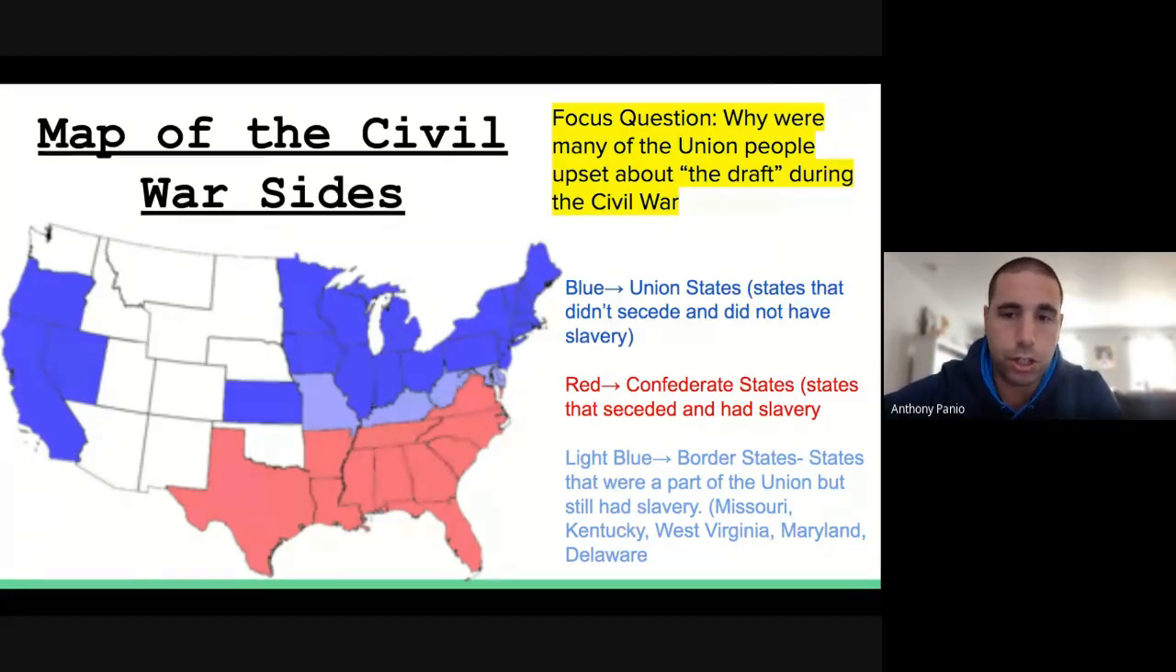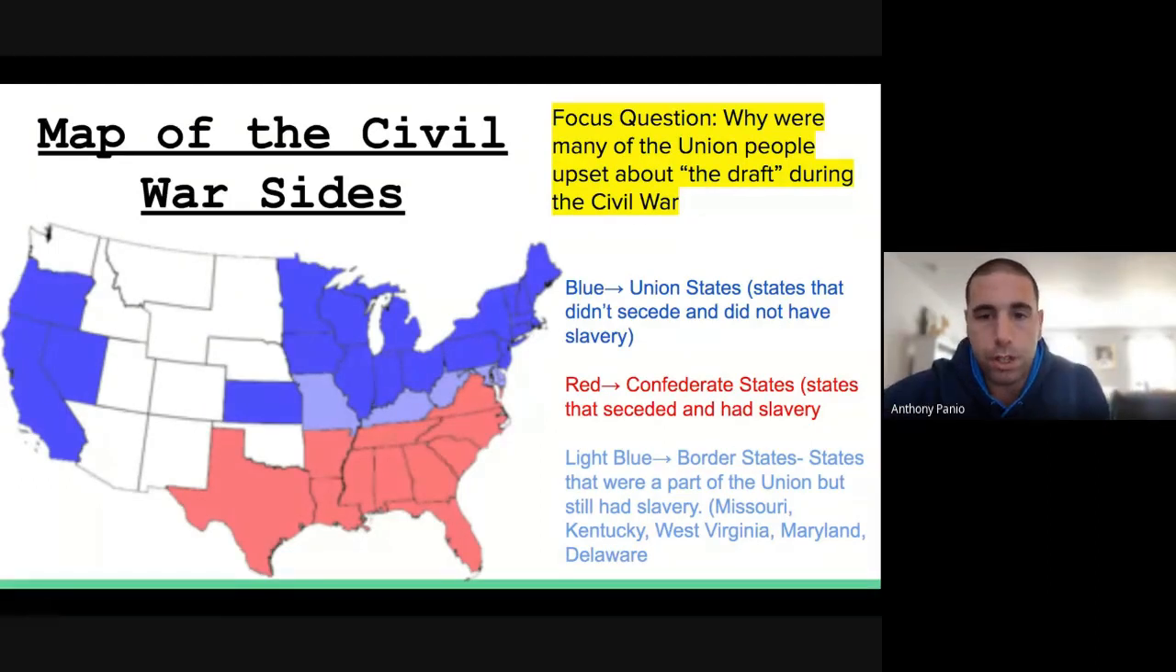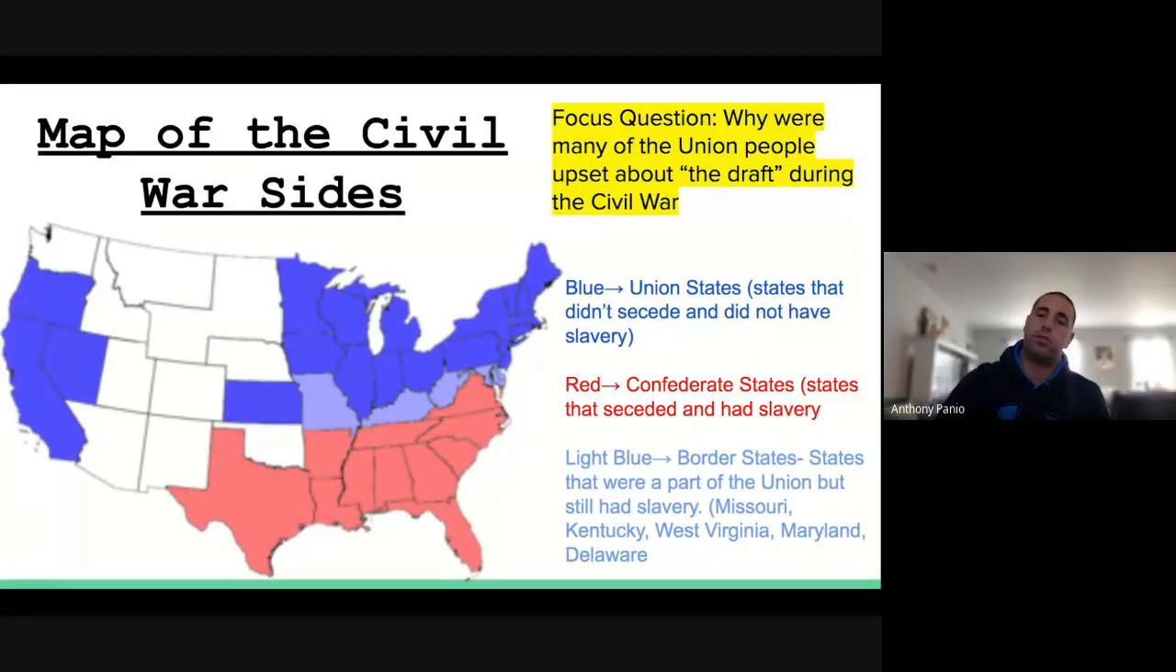What I would like to mention, for the first time, is these border states. I think just understanding that these five states existed is important for understanding the breakdown of the Civil War. So these are border states. These are states located on the border of the North and the South. Now, in these particular states, Missouri is right here. You have Kentucky right here. You have West Virginia. You have Maryland and you have Delaware. These five states are border states.